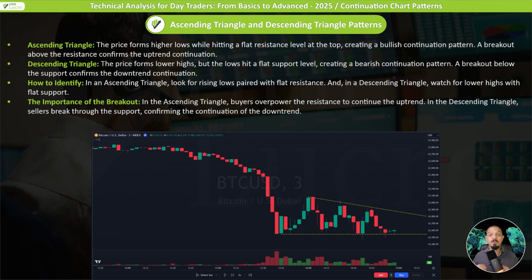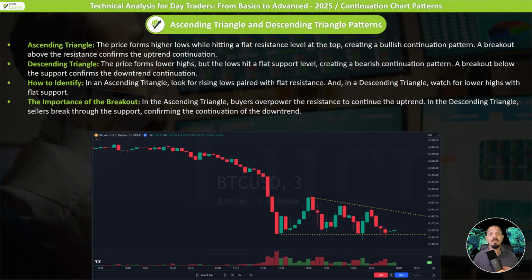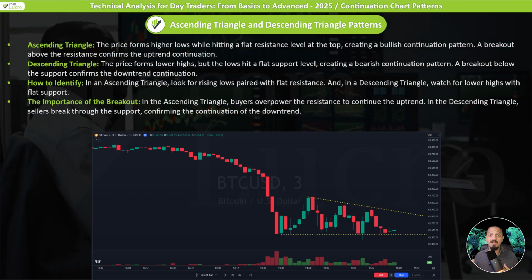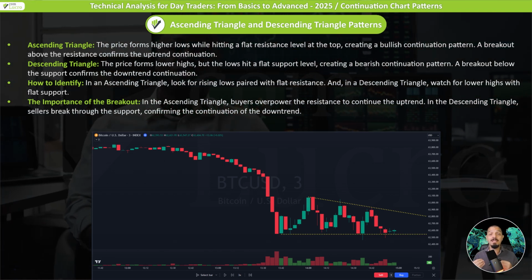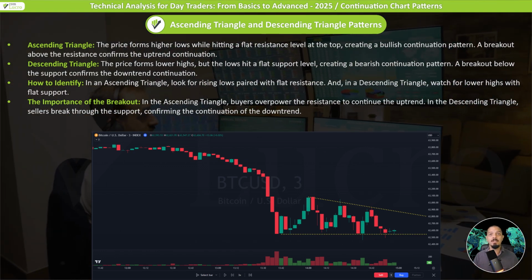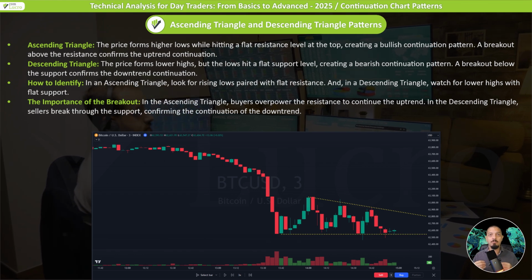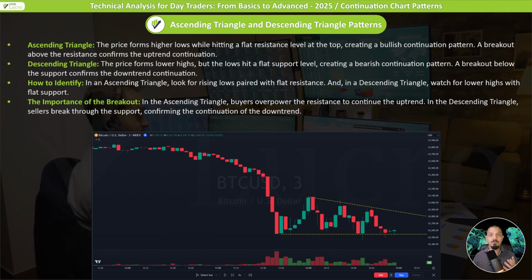In an ascending triangle, look for rising lows paired with a flat resistance level at the top. For the descending triangle, watch for lower highs with a flat support line at the bottom. The breakout is key in both patterns. In the ascending triangle, buyers eventually overpower the resistance, signaling the continuation of the uptrend. In the descending triangle, sellers break through the support, confirming the continuation of the downtrend.